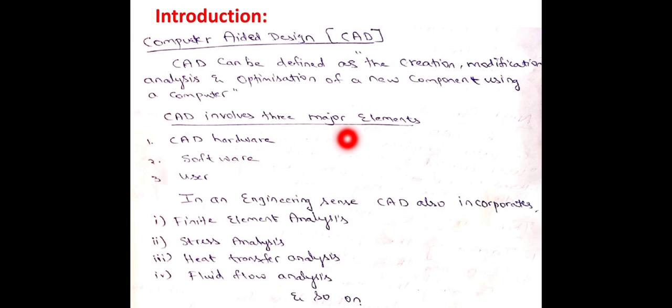CAD involves three major elements, that is CAD hardware, software and user. In an engineering sense, CAD also incorporates finite element analysis, stress analysis, heat transfer analysis, fluid flow analysis and so on. This analysis depends on the user or the product that has to be manufactured. Finite element analysis is mainly used for structure analysis and dynamic analysis.